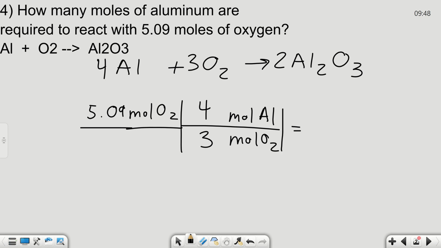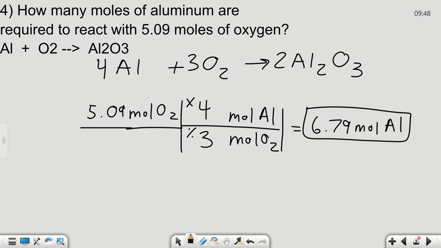And this should come out, you'd multiply by 4, divide by 3, and this comes out to 6.79 moles of Al. And there you go. There's your process. Again, I'd encourage you to cross out your units. If you have the same unit on the top and on the bottom, cross it out so you know that you're getting the final product that you really want. Okay? So that's mole to mole.